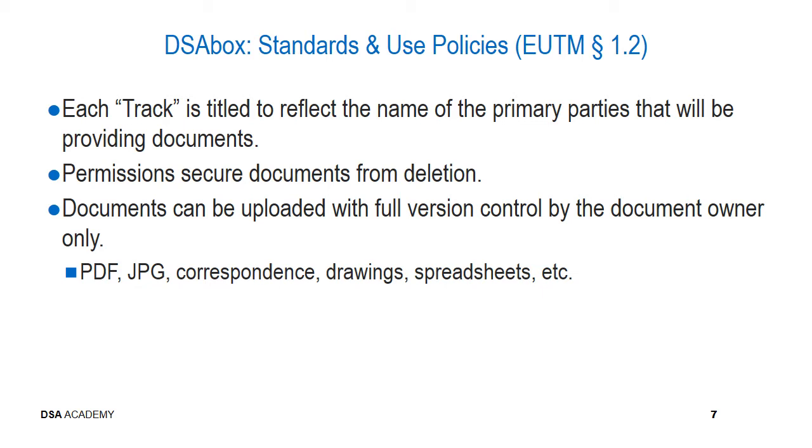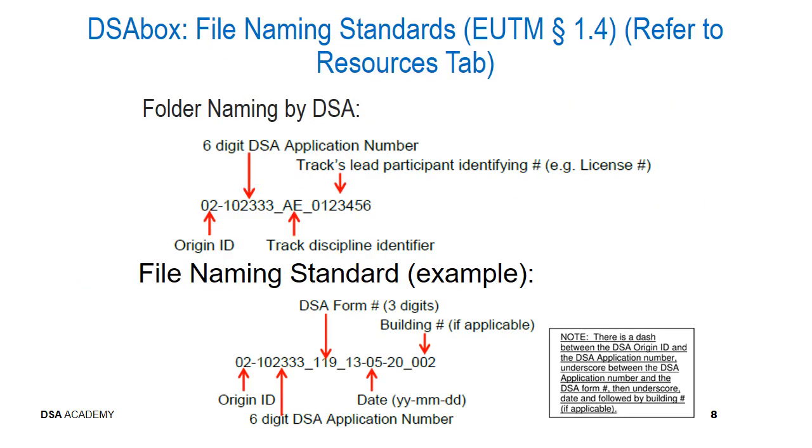If you happen to upload an incorrect document or file, rather than worrying about getting it deleted, you can just re-upload a new version, and that will take care of it, because DSAbox displays whatever is the most recent version of a given document. The history is also available for those who want to go back and see what changes may have occurred during the life of the uploads of that file or document into that folder. The kinds of documents that can be uploaded are PDFs, JPEGs, various correspondence type files, drawings, spreadsheets, and so on.